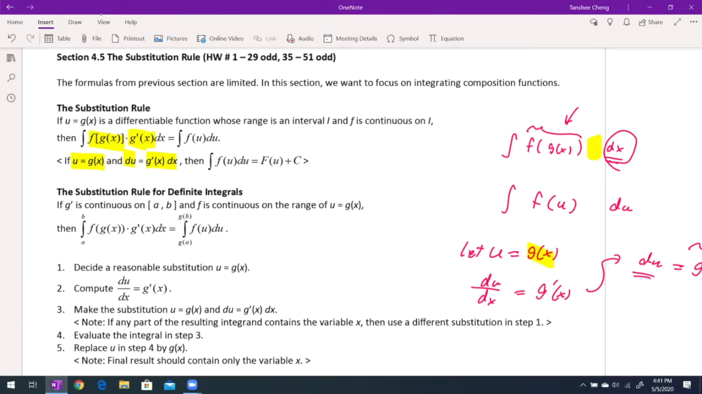But the key point is what to substitute for, and that's what you need to pay attention to. If you think about a function and let it be equal to u, then you also need to think about the derivative of that function. And right away, is there a factor in the integrand that is the derivative of that function?